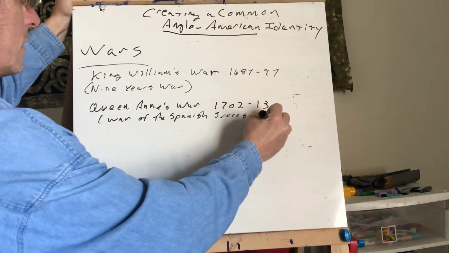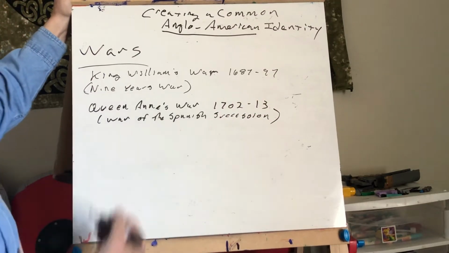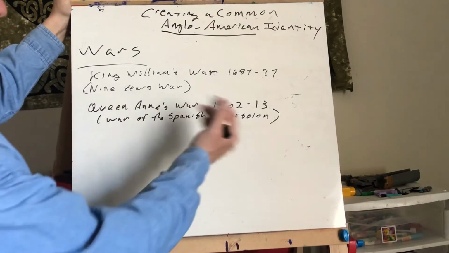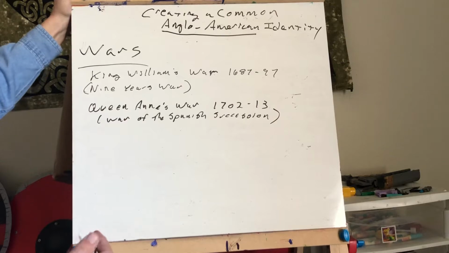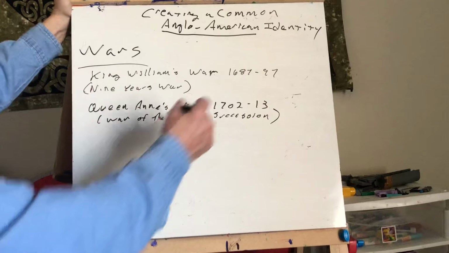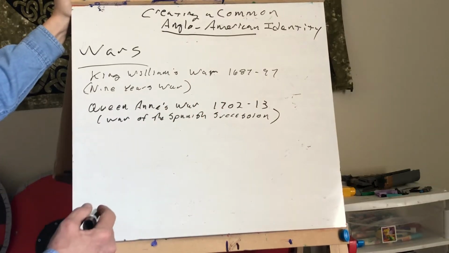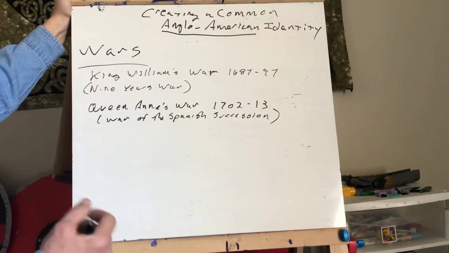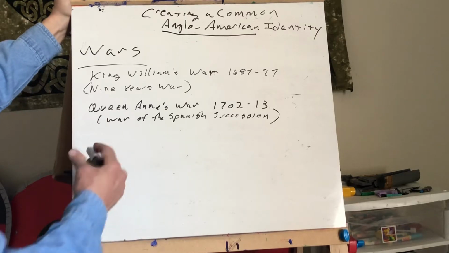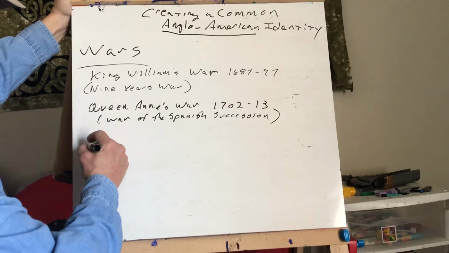So much of the war is fought in Europe over who the next king of Spain is going to be. But because England, France, and Spain all have colonies in the Americas, they fight a lot in the Americas. I'd have to double check, but I think it's during Queen Anne's War that England stole Jamaica from the French. That or it's during King George's War.